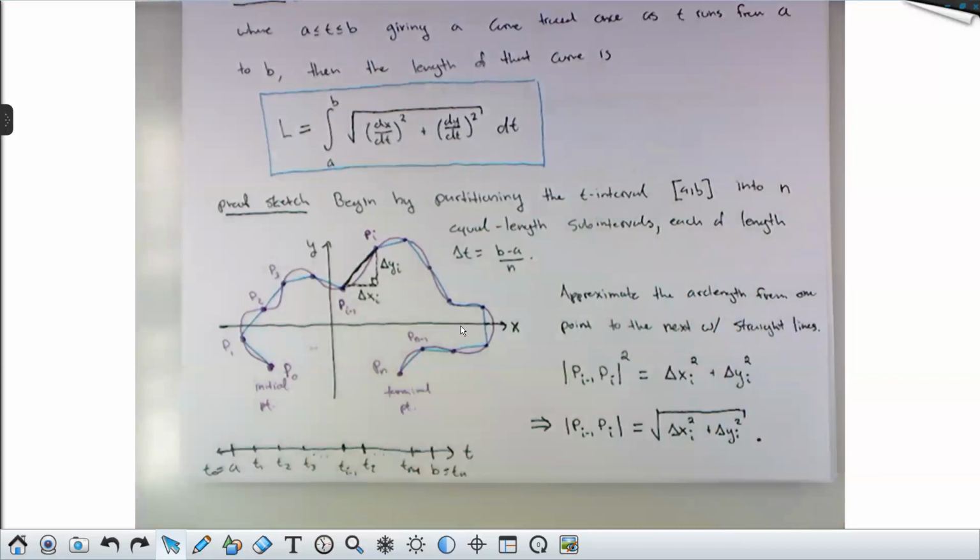Okay, everybody with me so far? Take the purple curve, drop a bunch of points on it, corresponding to the chopped up time interval. This is the distance from any one point to the next point along that straight line path, not along the curve, but along the straight line path.